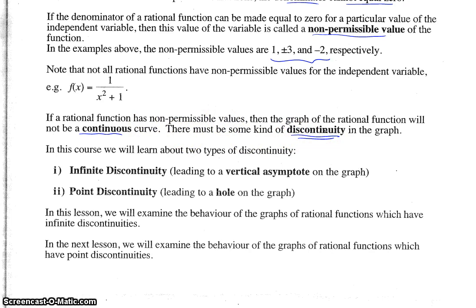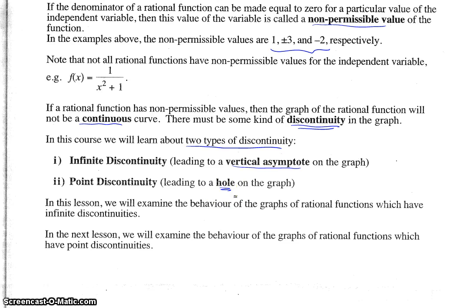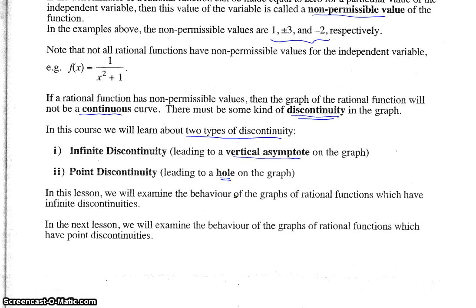And we're going to be learning about two types of discontinuity in Math 30-1. One is an infinite discontinuity, which leads to a vertical asymptote on the graph. And the other is a point discontinuity, which basically leads to a hole in the graph. In this lesson in particular, we're going to be looking at infinite discontinuities or vertical asymptotes. We're also going to look at horizontal asymptotes, just to help us with the behavior of the graph. Okay, let's look at the next page.